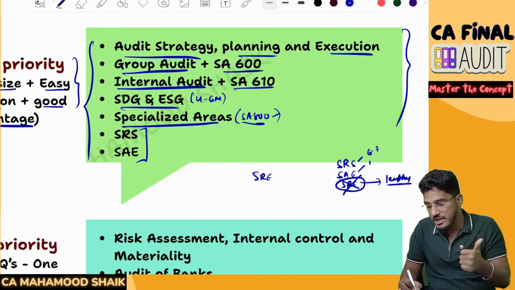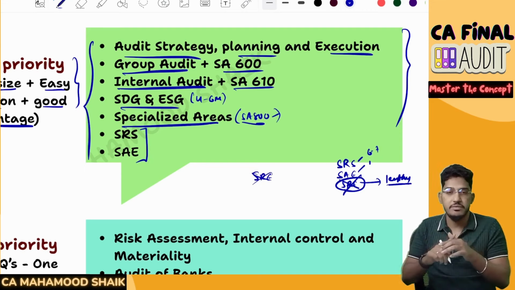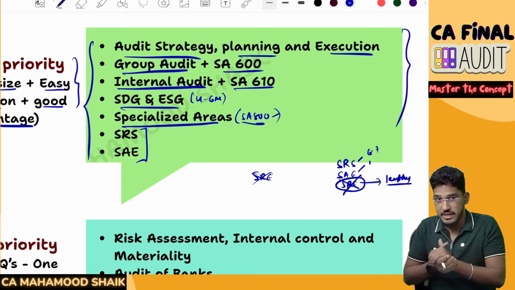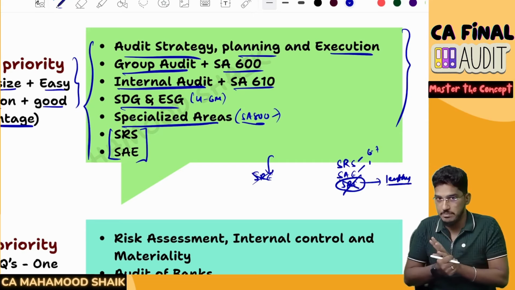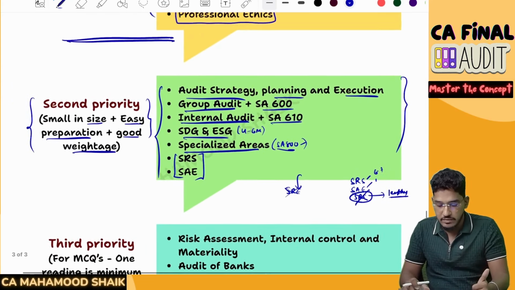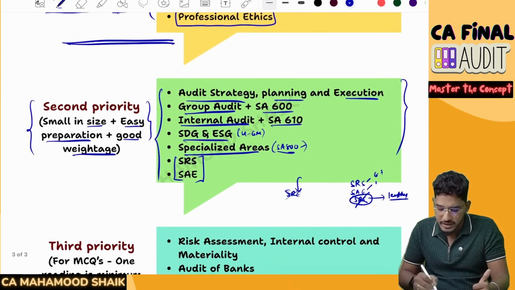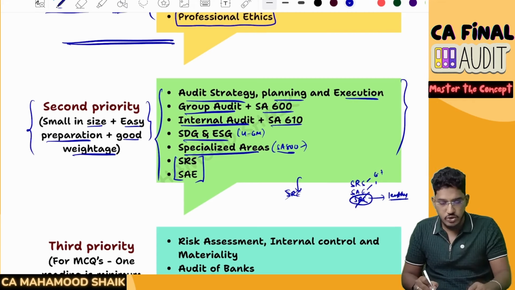I'm not including SRE here. Why? Because once again, cost benefit analysis. You need to spend a lot of time for SRE. In the time you spend preparing SRE, you can cover both SRS and SAE. So this is the second priority of chapters, where you get less time, easy preparation, good weightage.